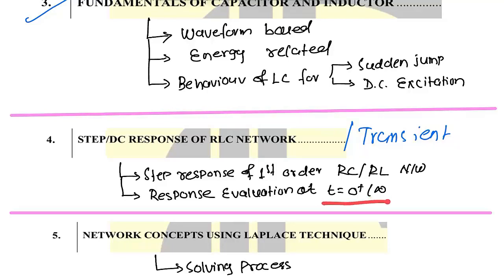So again, there are some methods to solve this, so you should practice this. So only two models of question. One is the step response of first order RC, RL network. One is the response at t equal to 0 plus and infinity. So t equals infinity is the steady state response, and t equals 0 plus is usually considered the transient state, so transient response. So how to evaluate this? There are some methods, you need to follow that.